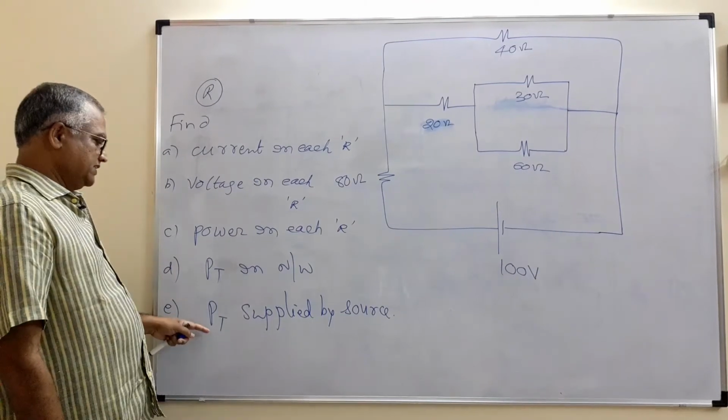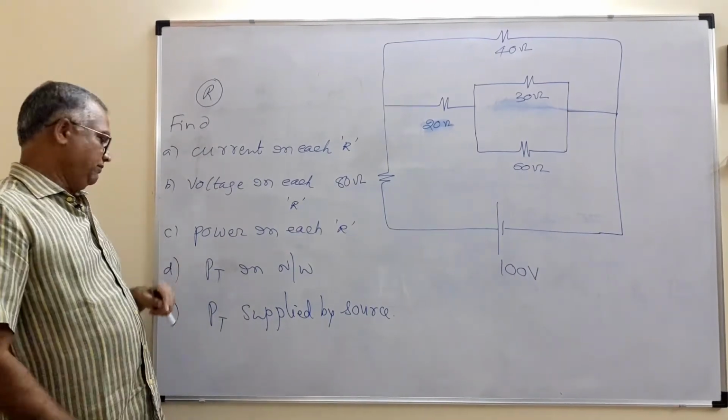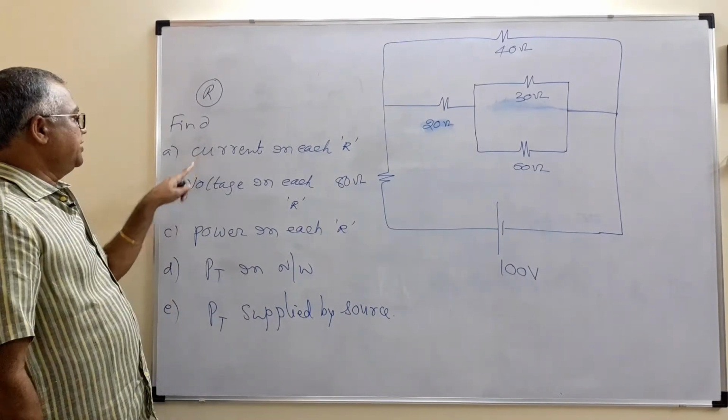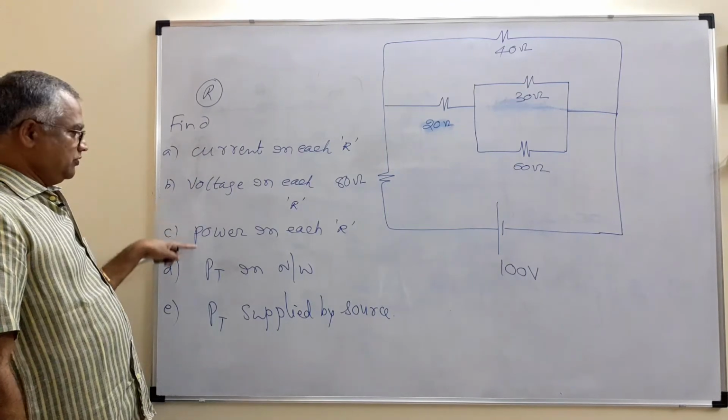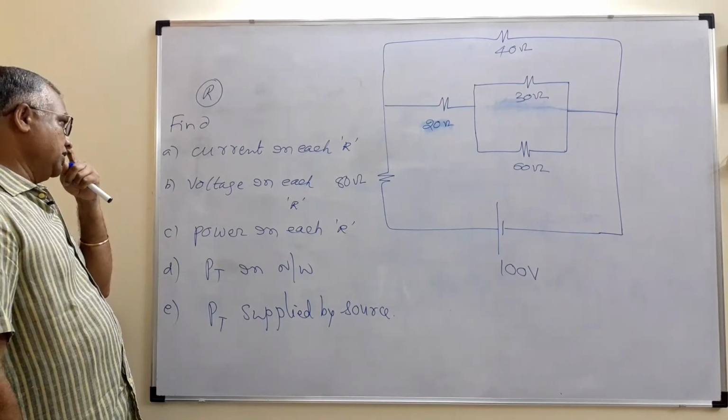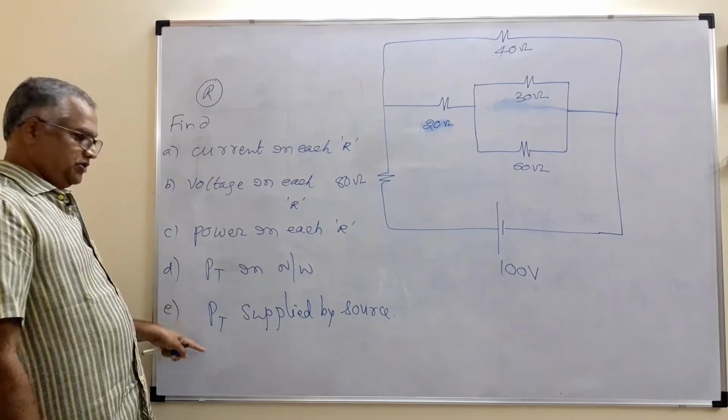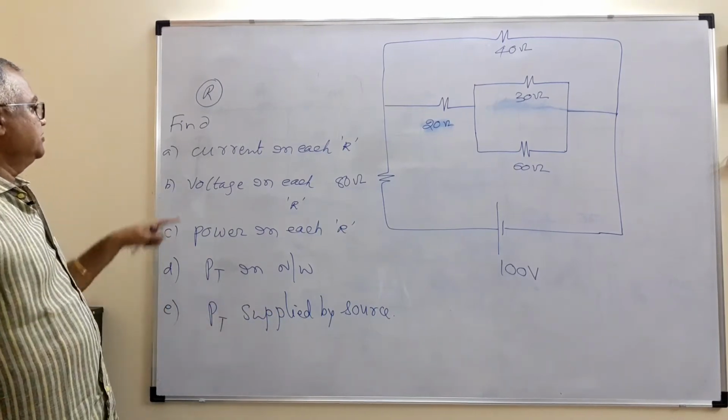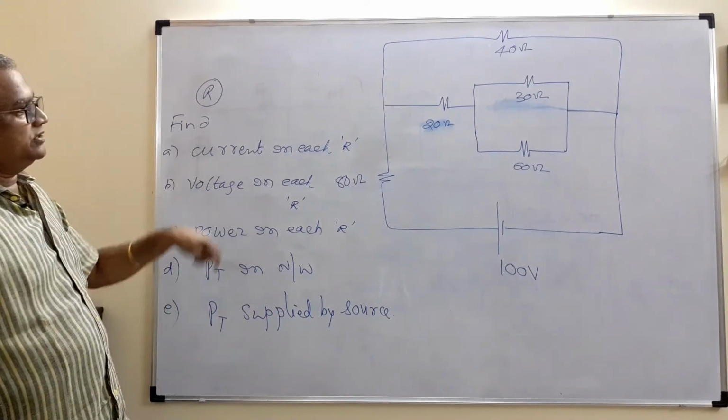They don't ask energy. If they ask energy, they have to mention time. So current, voltage, power, these three only they can ask. They don't ask charge. They don't ask energy. So current, voltage, power in a resistive network.